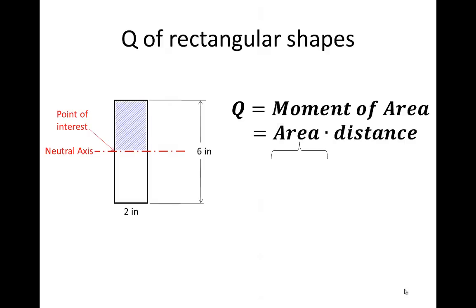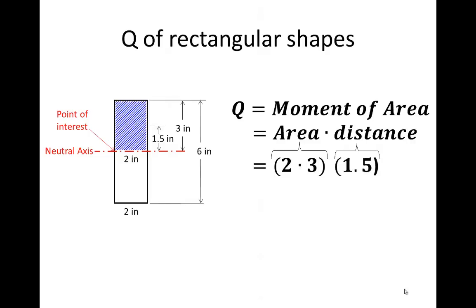The area is this that I am showing in blue, which is 2 inches wide and 3 inches tall. 2 times 3. The leverage distance of this area is the distance to the center of area as if the neutral axis was the fulcrum. In this case, that distance is shown here and is 1.5 inches. Multiplying by this distance results in a Q of 9 cubic inches for this rectangular shape at its center.